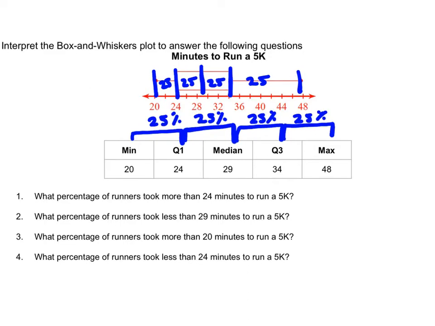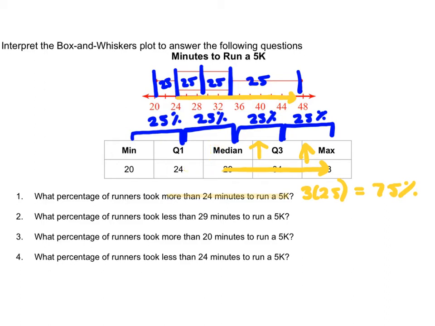So if it says, which percentage of runners took more than 24 minutes to run a 5K? If I look at this on the table, if I start at 24 and I go across, I go through 1, 2, 3 of the 25 percentiles. If I look at this on the graph, I start at 24, I go across, I go through 1, 2, 3 of the 25th percentiles. So either way, it's going to be 3 times 25%, which gives you an answer of 75%.